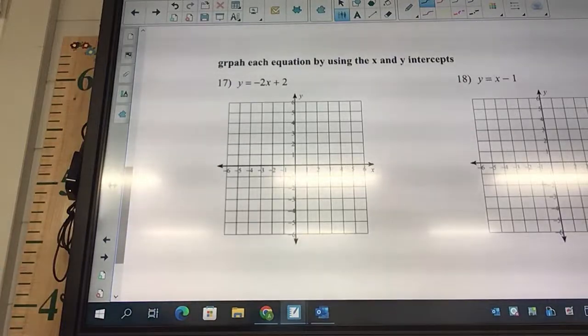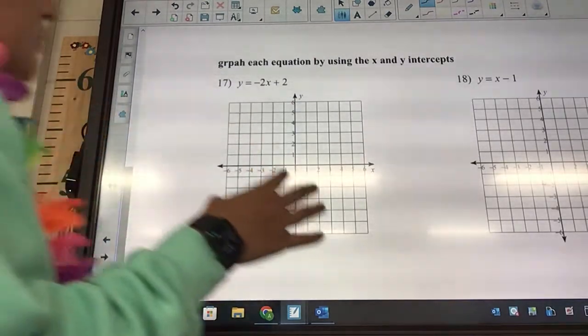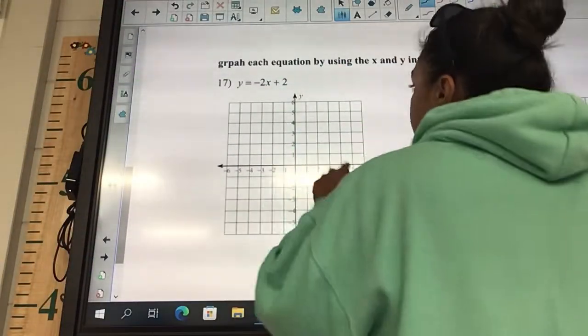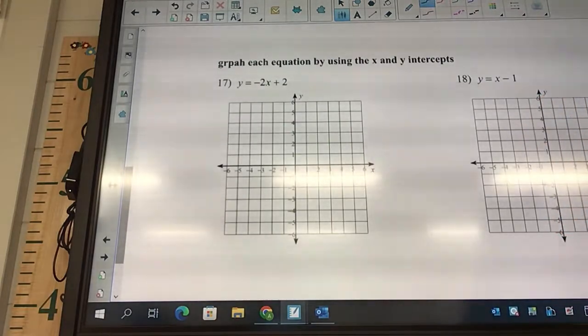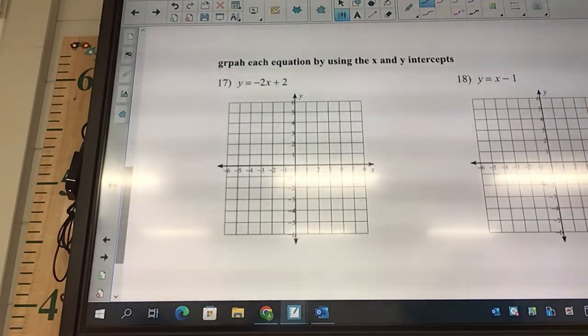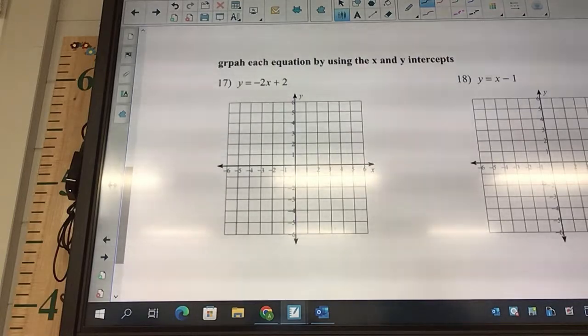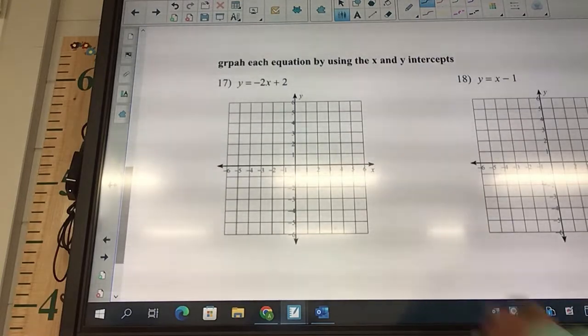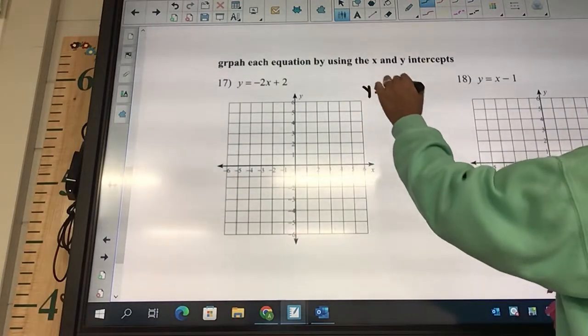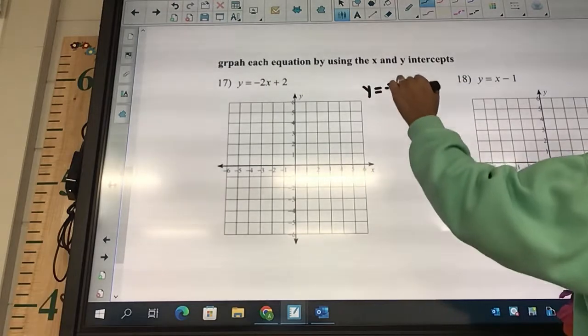So your steps are going to be a little bit different, okay? So we know that with the x and y intercept, it gets plotted on the x line or the y line. So you have to do it twice. One, you plug in 0 where the x is, and the other you're going to plug in 0 where the y is.